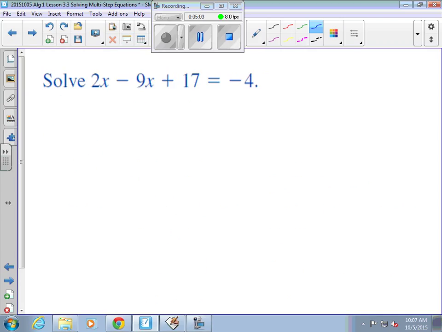this problem: 2x minus 9x plus 17 is equal to 4. Take about 30 seconds.